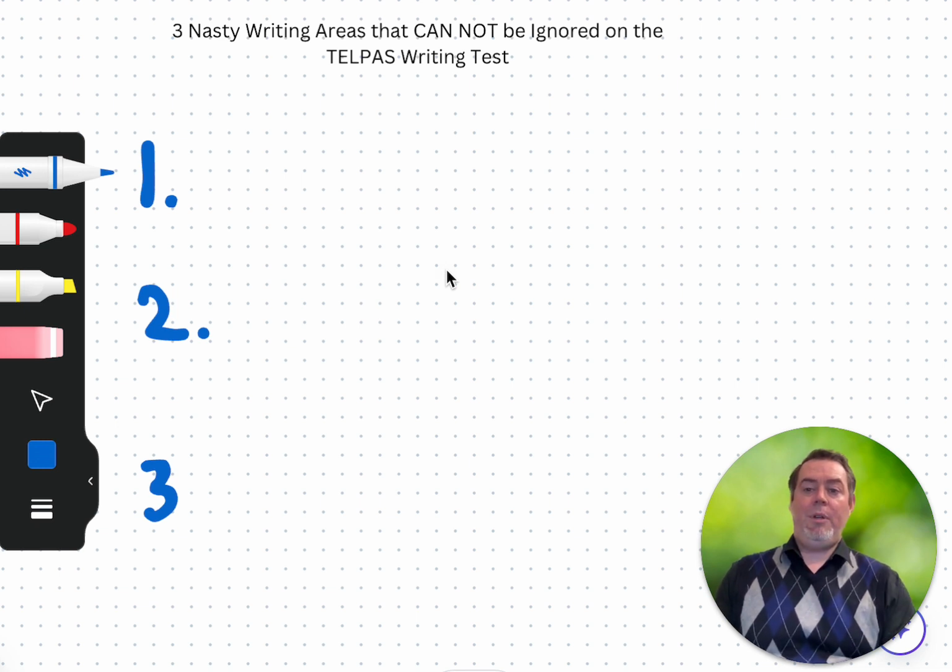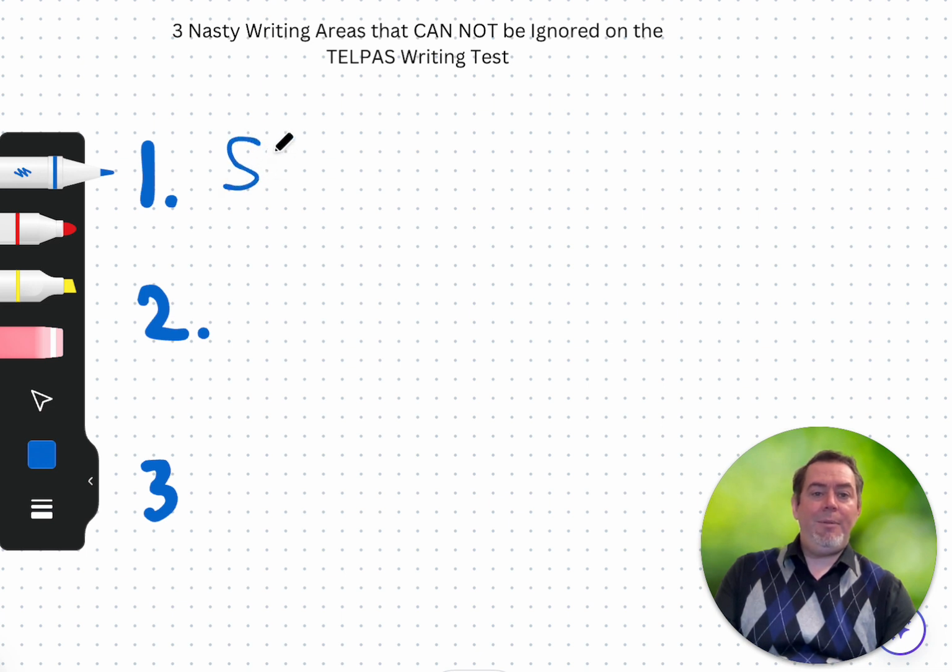So, area number one on that TELPAS test for the writing portion is a story. Writing a story that has a beginning, a middle, or an end, or it could have two of those parts or one of those parts, right? So it's going to be a longer format. So you're going to be writing some type of story.